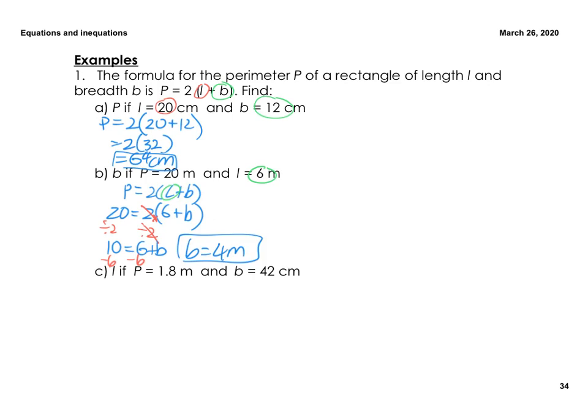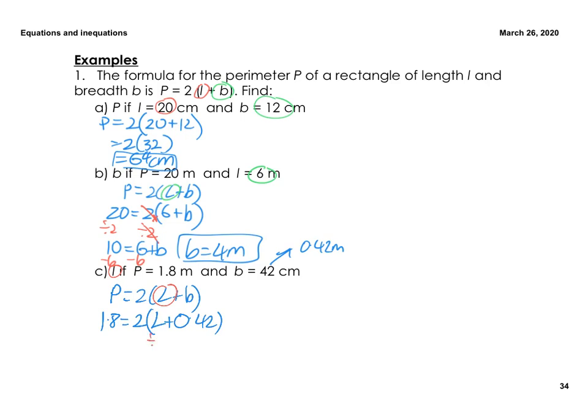Part C. Notice that this is in meters and this is in centimeters. We've got to make these the same. You can make this centimeters or this meters. Doesn't really matter. I might just make this 0.42 meters and then leave this as meters. Okay, so same formula. P equals 2 bracket L plus B. We know P is 1.8 equals 2. We don't know L, so this time around, that's my unknown. So L plus 0.42.